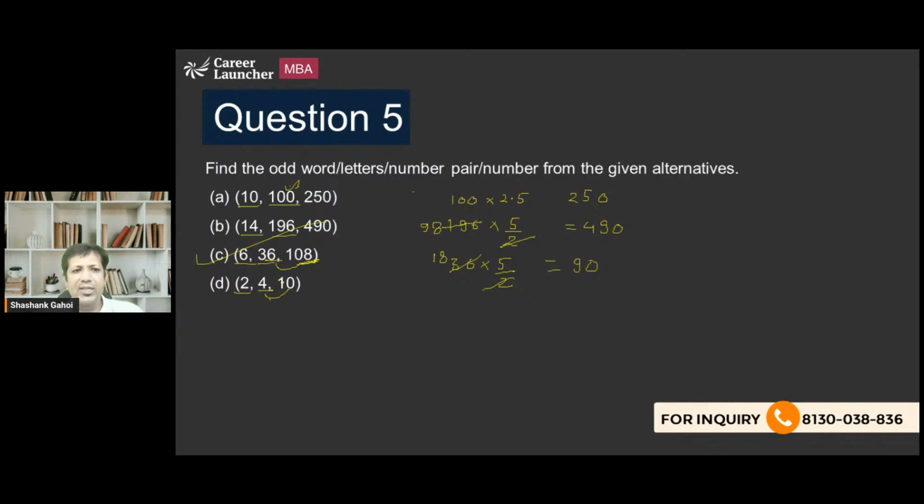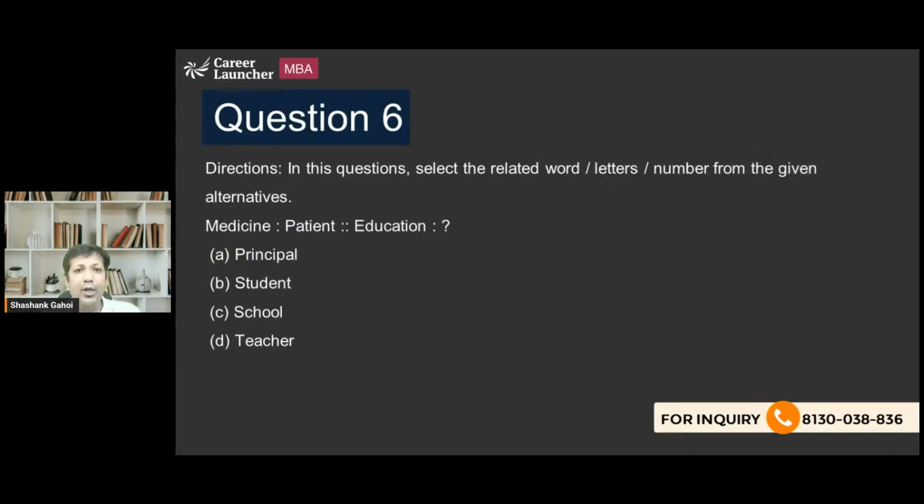Now let's check with the next number. 4 into 2.5 is equal to 10. Does it match the value? Yes. So here my answer to this question is going to be option C, because that is the odd one out. That doesn't match with the logic used in other options. So in odd one out, there is no fixed pattern. As you can see, I think this is the third question we are solving, and every question has a different logic.